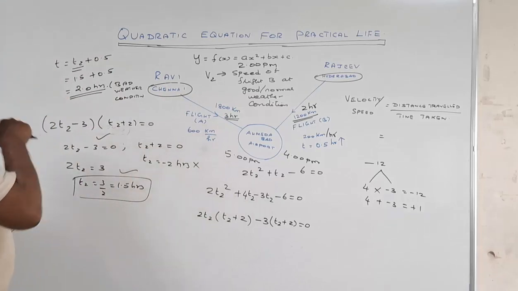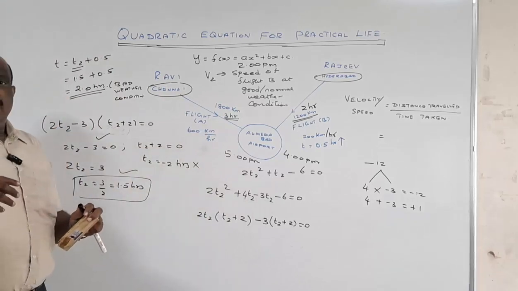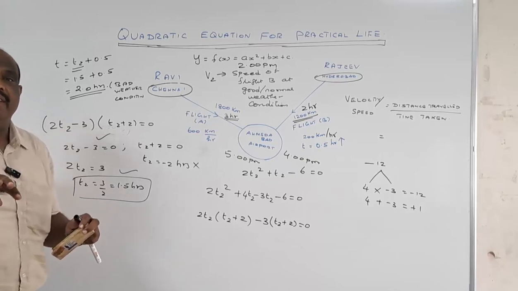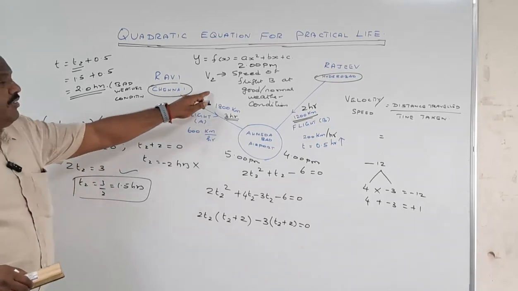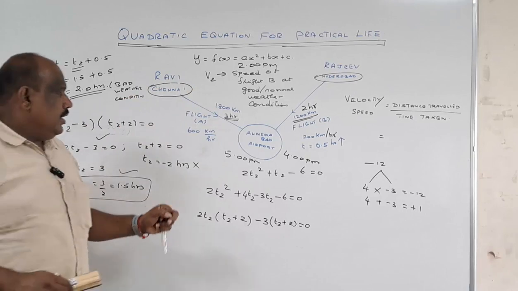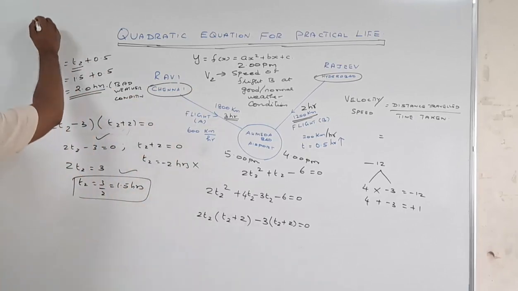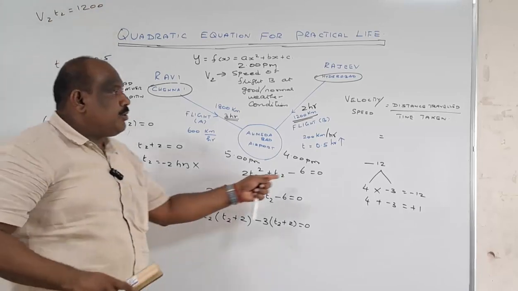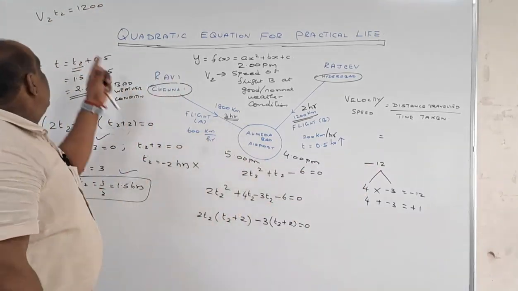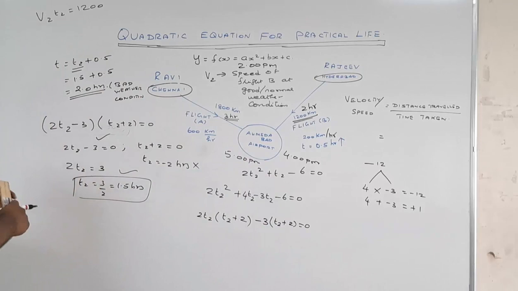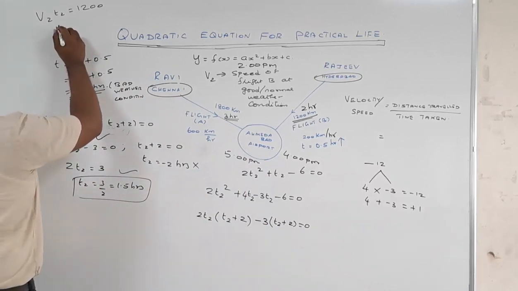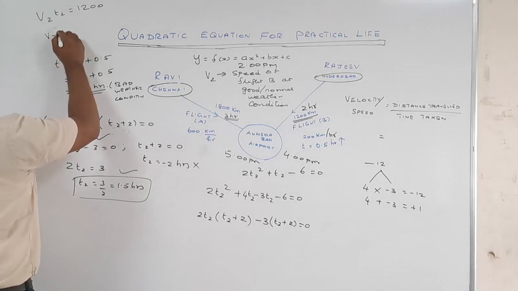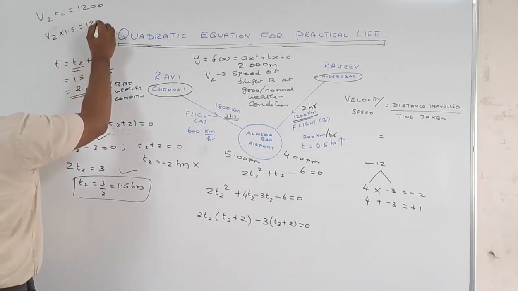Now the other condition: if there is no bad weather, what will be the actual speed of the flight? The actual speed is V2, so we want to find V2. What is the formula we already know? V2 into T2 equals 1200. I told you that is equation number 1. Please recall the video. Now T2, what is T2? T2 is 1.5. So V2 into 1.5 is equal to 1200.